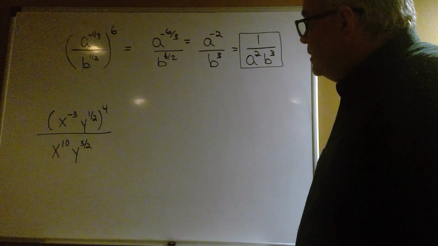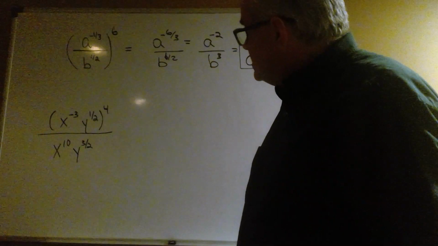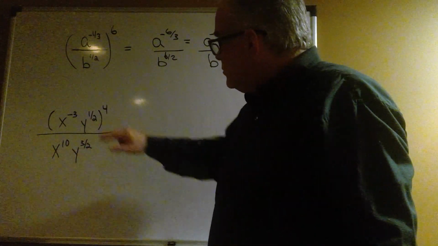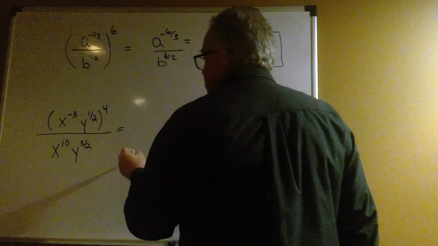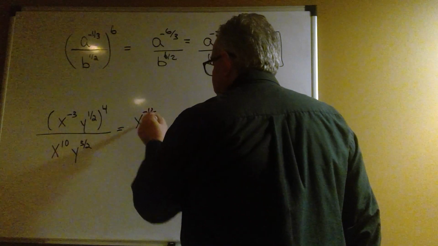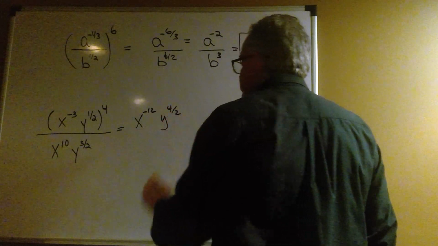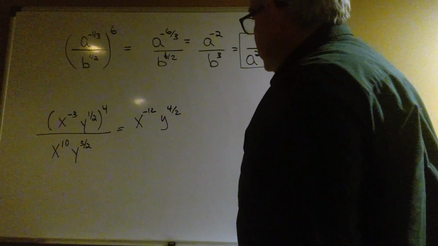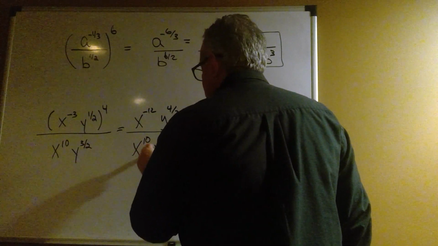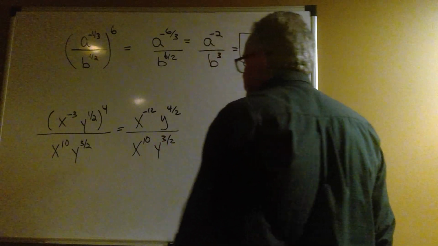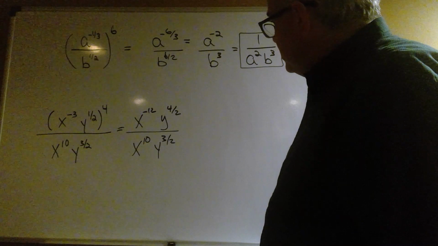Okay. And it's similar going on here. Let's clean up the numerator by distributing that exponent of 4 across. So that's going to be what? X to the negative 12, y to the 4 over 2. Okay, and that's going to be x to the 10th, y to the 3 over 2. Okay, good with that. And what shall we do next?